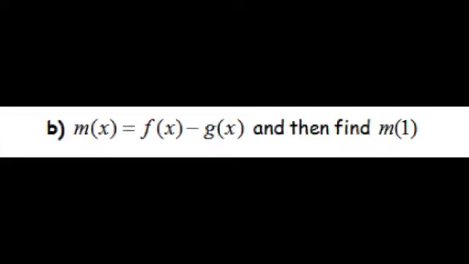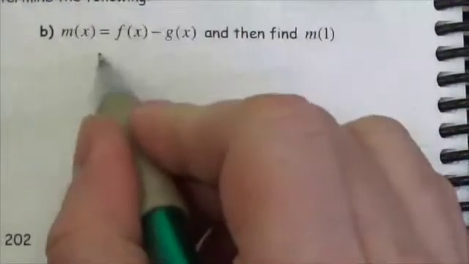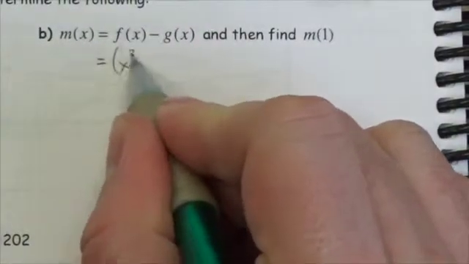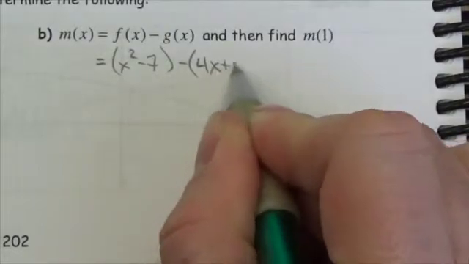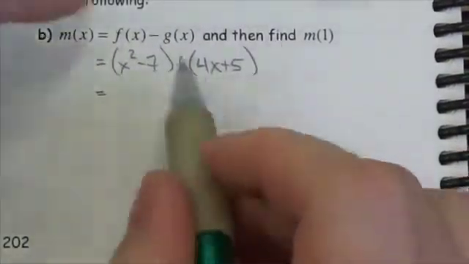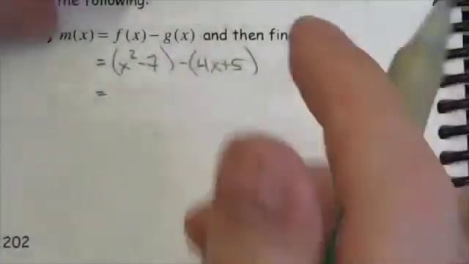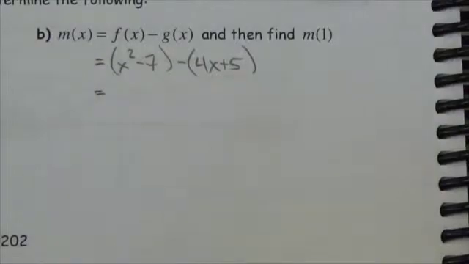m of x is equal to f of x minus g of x, and then find m at 1. All right, now we're going to answer this one similar to the one that we just did. I'll do it in two different ways here. So first of all, we're going to create the function that is the difference between these two, remembering order is important here. So I put parentheses around the two functions so that I understand that I am subtracting all of g and not just inadvertently part of it.